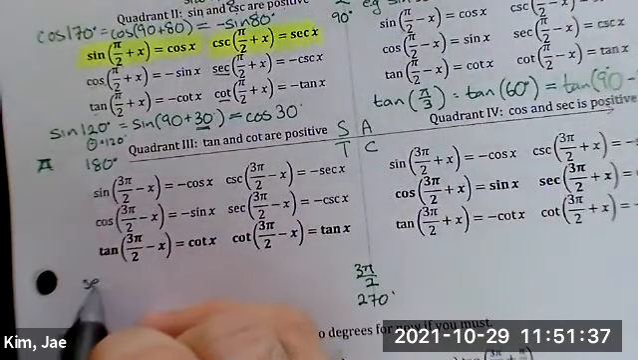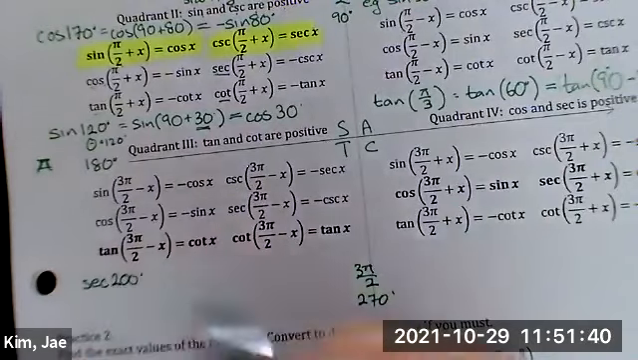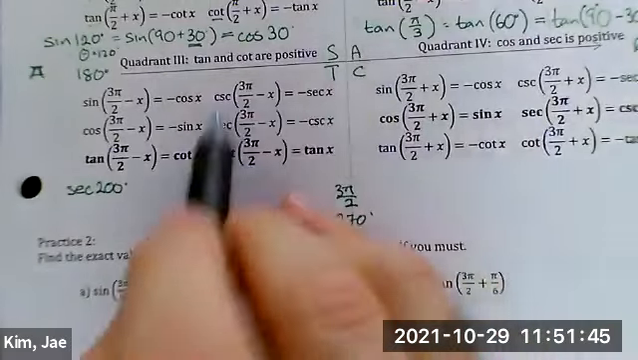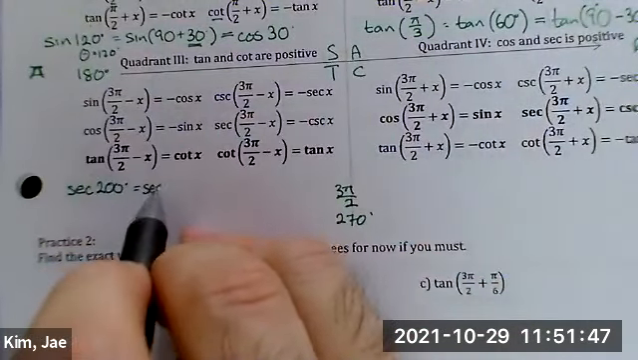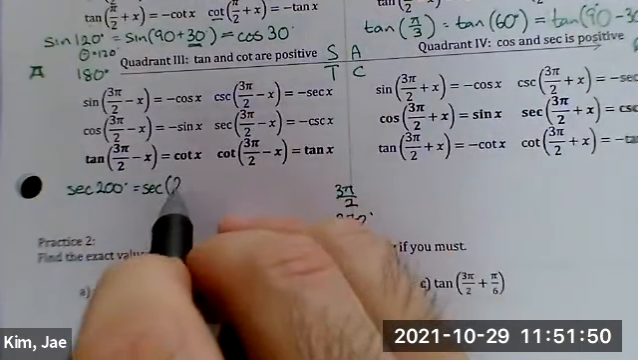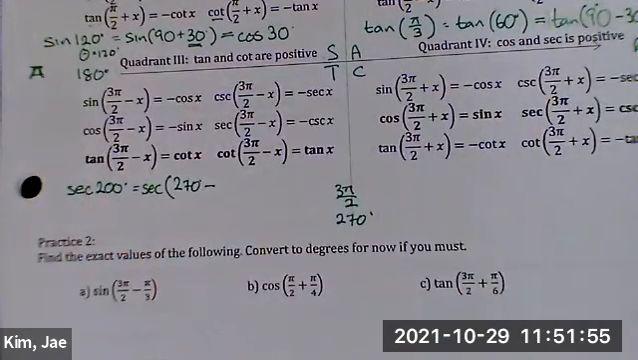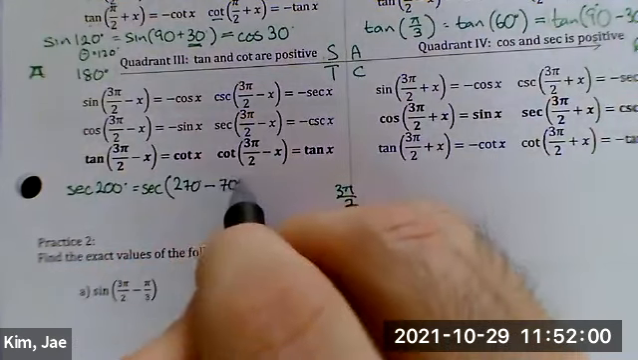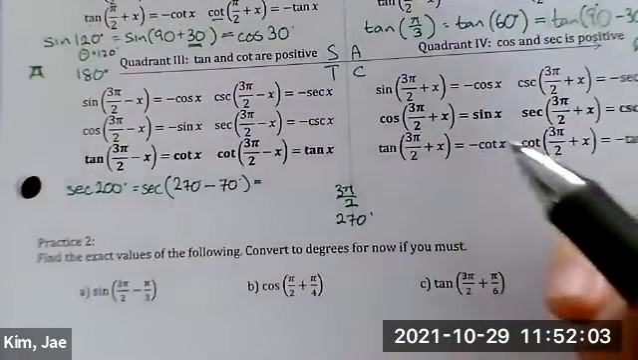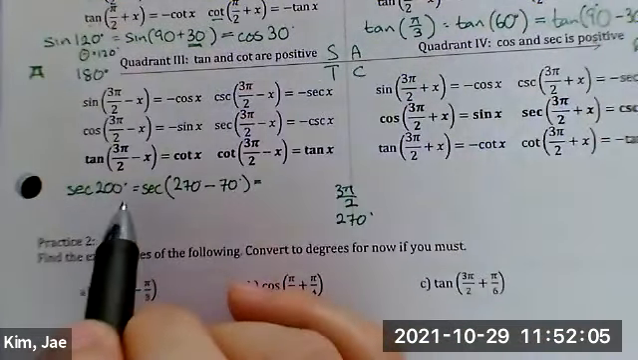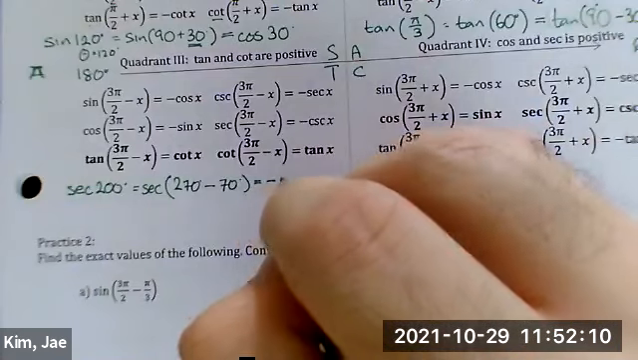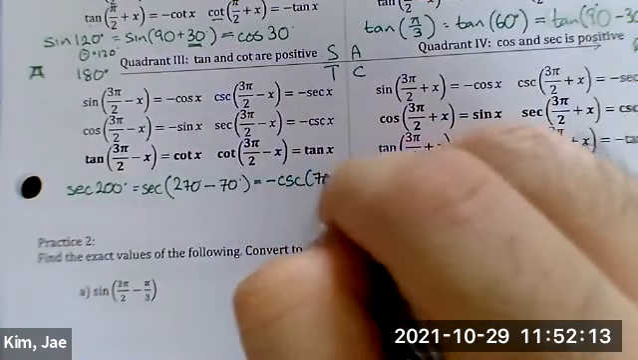Secant. If the question gives me a secant of 200, you know that it's in quadrant 3. So it can be rewritten as secant of 3 pi over 2, which is 270, minus some kind of angle, 70. And when I rearrange it, the related ratio of secant would be cosecant.